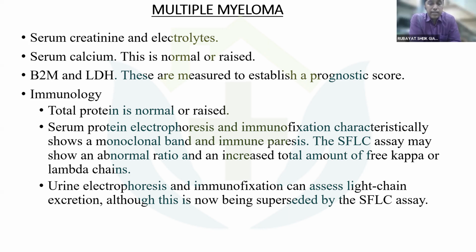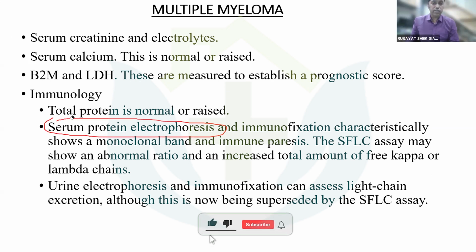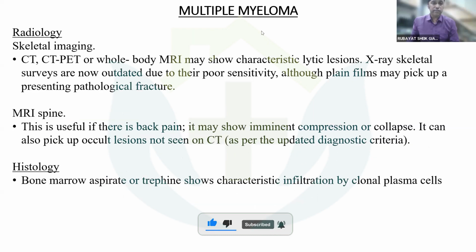And after that, the next 3 investigations that you need, that are very important to confirm the diagnosis of multiple myeloma. You need these 3 investigations. Number 1 is serum protein electrophoresis. Number 2 is a skeletal survey demonstrating lytic lesions.